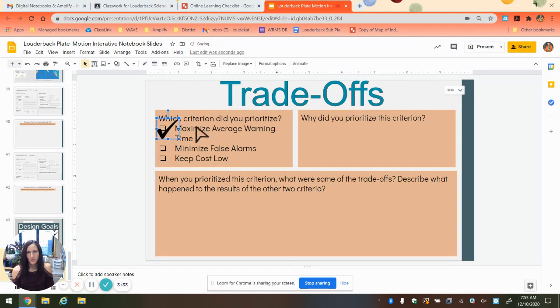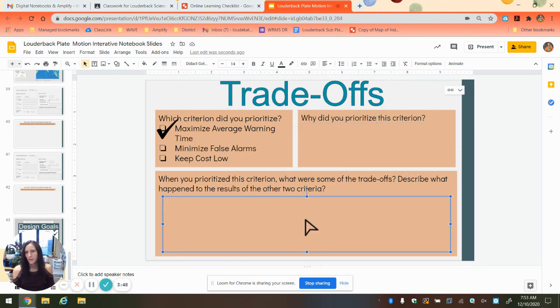Then you want to explain in a sentence why you prioritized that specific criteria. What is the importance of that criteria? So what's the importance of warning time, minimizing false alarms, or keeping costs low? And then when you prioritize this criterion, what were some of the trade-offs? Describe what happened to the results of the other 2 criteria. So let's talk about this.